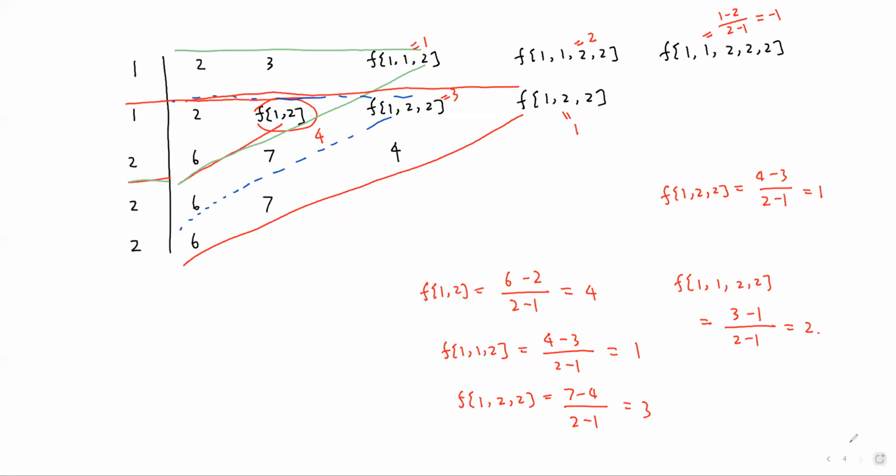Therefore, I complete the divided difference table. The table is this. The first column are the nodes 1, 1, 2, 2, 2. Then 2, 3, 1, 2, negative 1. The first row are the coefficients of the Newton interpolation polynomial: 2, 4, 3, 1.